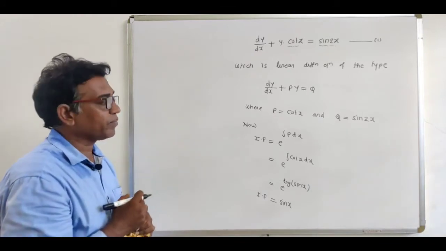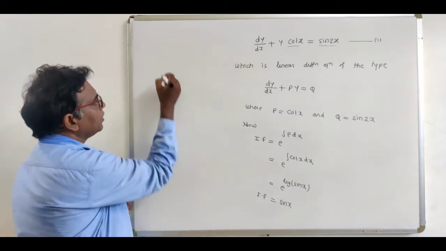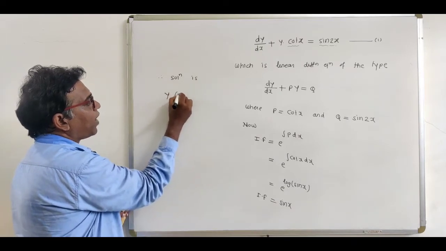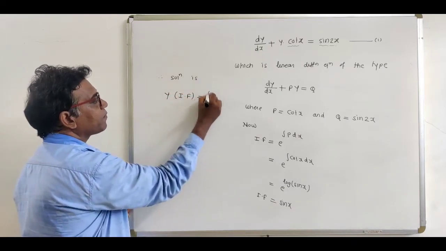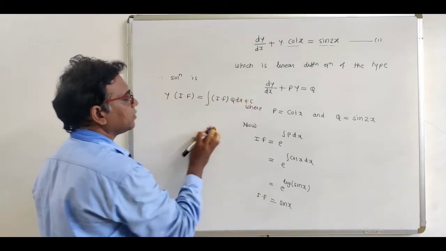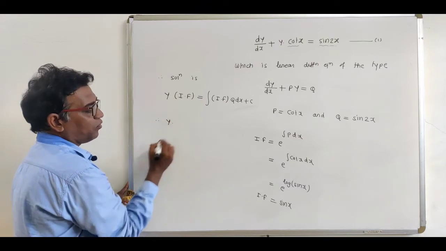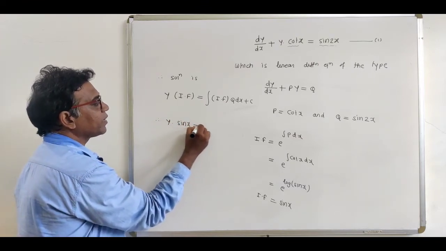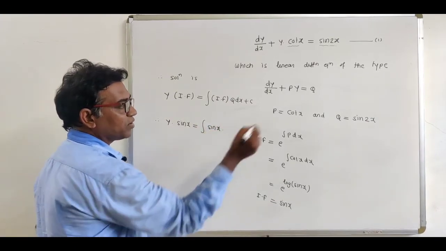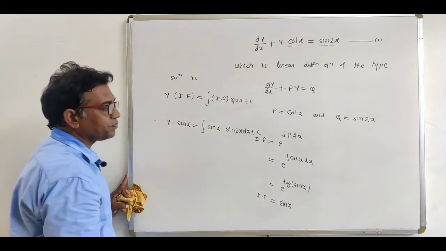So this is the second step. Now what is the third step? Find out the solution of this linear differential equation. So write down the formula. Therefore, solution is y into integrating factor is equal to integral of integrating factor into q dx plus c. So put the values. This is y into sine x, which is the integrating factor, is equal to integral sin x, and q means sin 2x dx plus c.